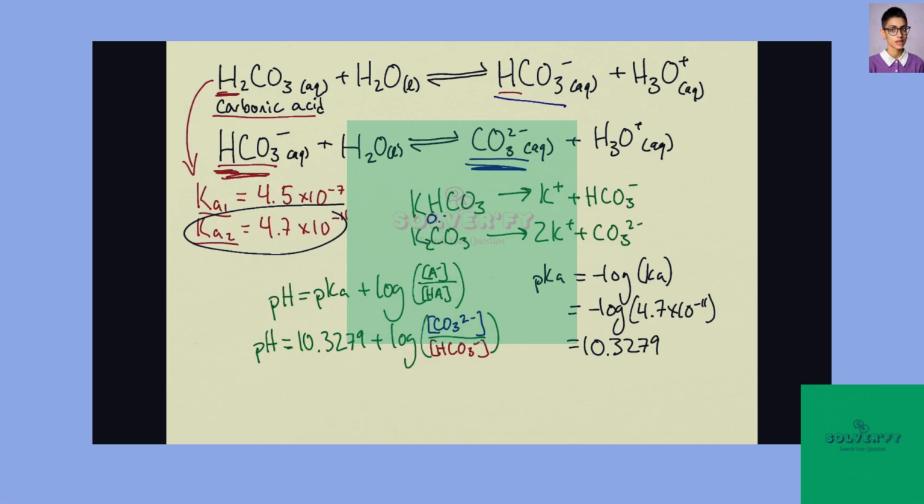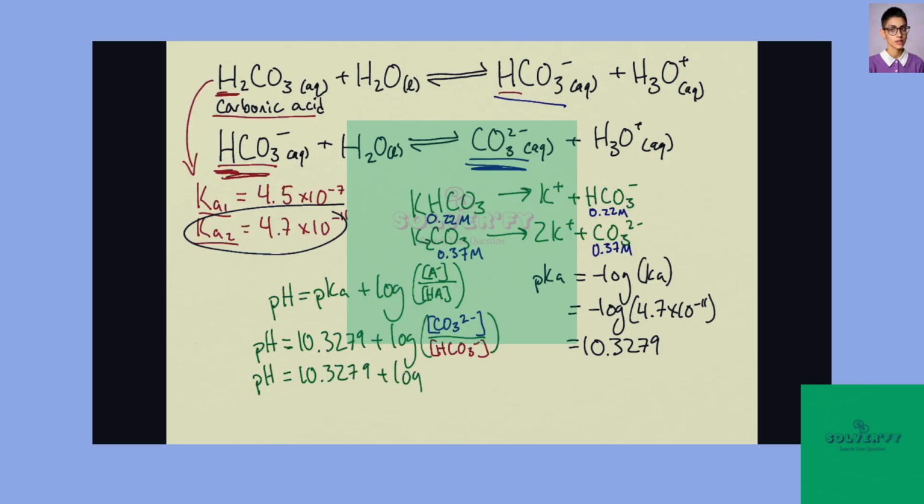So if we have 0.22 molar KHCO3, there's a 1-to-1 ratio between KHCO3 and HCO3-, so there will be an equal concentration of HCO3-. Then if we have a 0.37 molar concentration of K2CO3, there's a 1-to-1 ratio of K2CO3 to CO3 2-. So again, we will have an equal concentration of that as well. So we can plug these values into the equation.